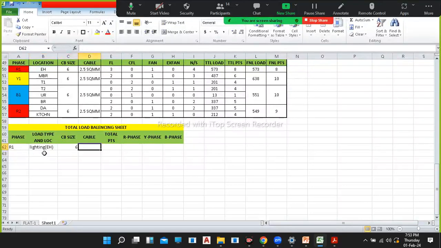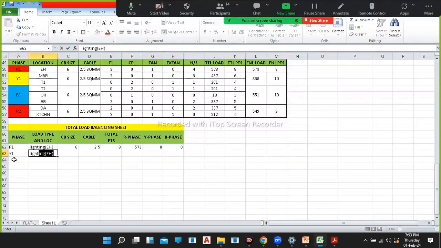Entrance hall, 6 amp circuit breaker, overall 2.5 square mm. And what are the total points which were occupied? 8 points. And what was the total load given on R phase? That is equal to 573. Then the remaining is 0, and this is 0. Okay. Now similarly, Y1 phase was also occupied.